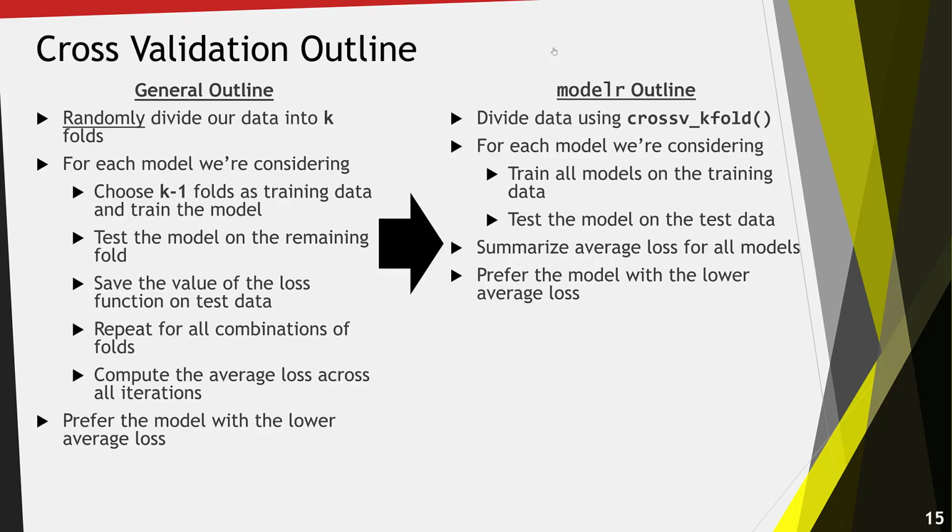How are you going to do this in modelr? We'll divide our data using cross-v k-fold. For each model that we're considering, we'll train all the models on the training column. We'll test all of the models on the test column. And then we'll summarize our new tibble to compute the average loss for each of those models. Just like before, we'll prefer the model with the lower value of the average loss function.